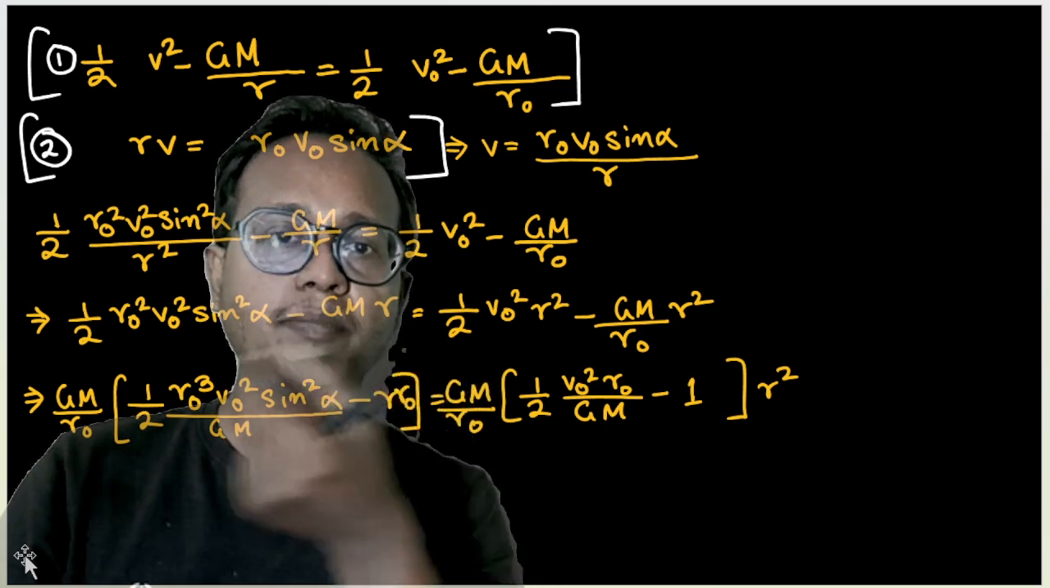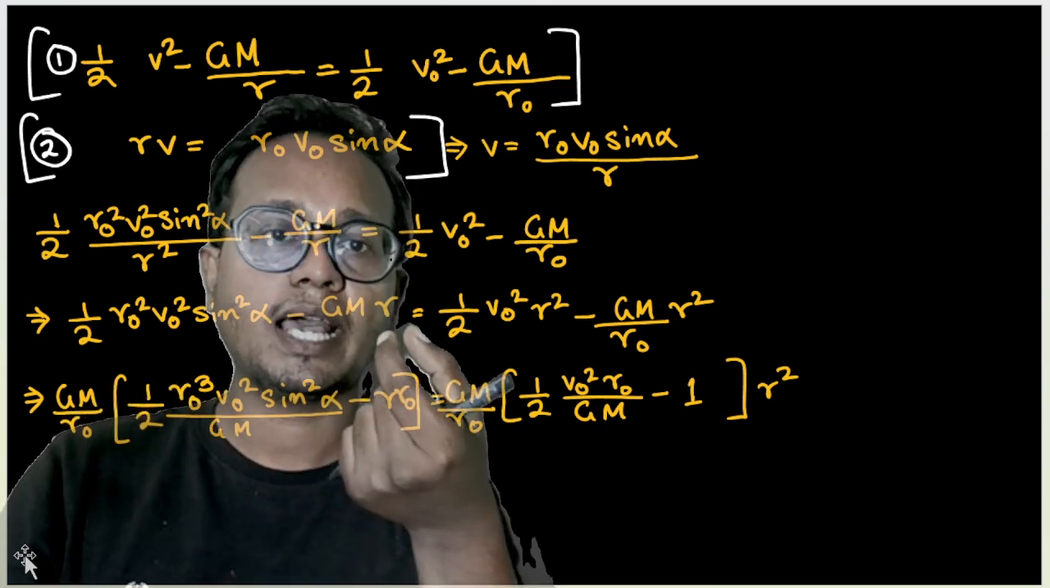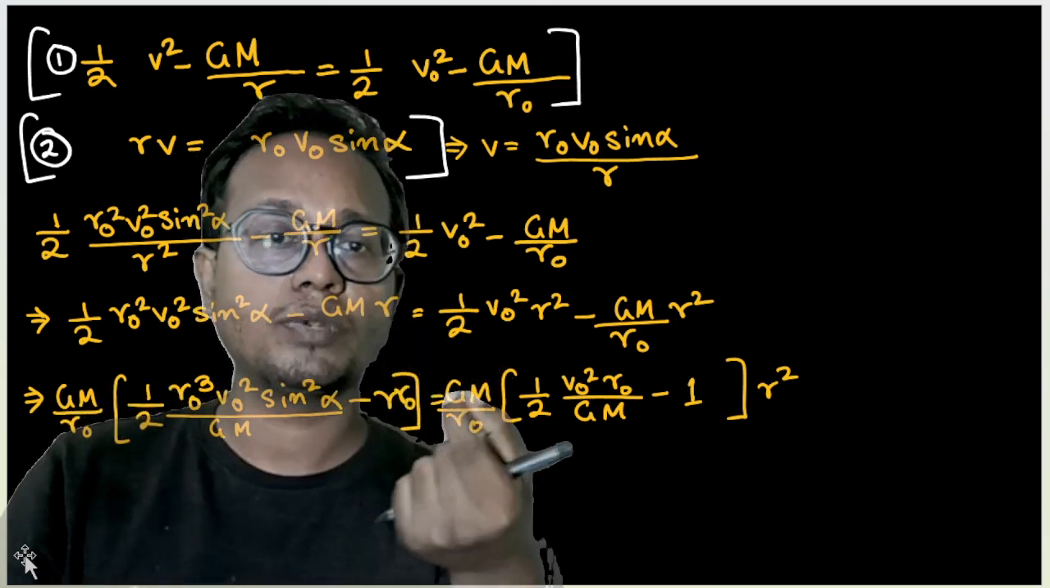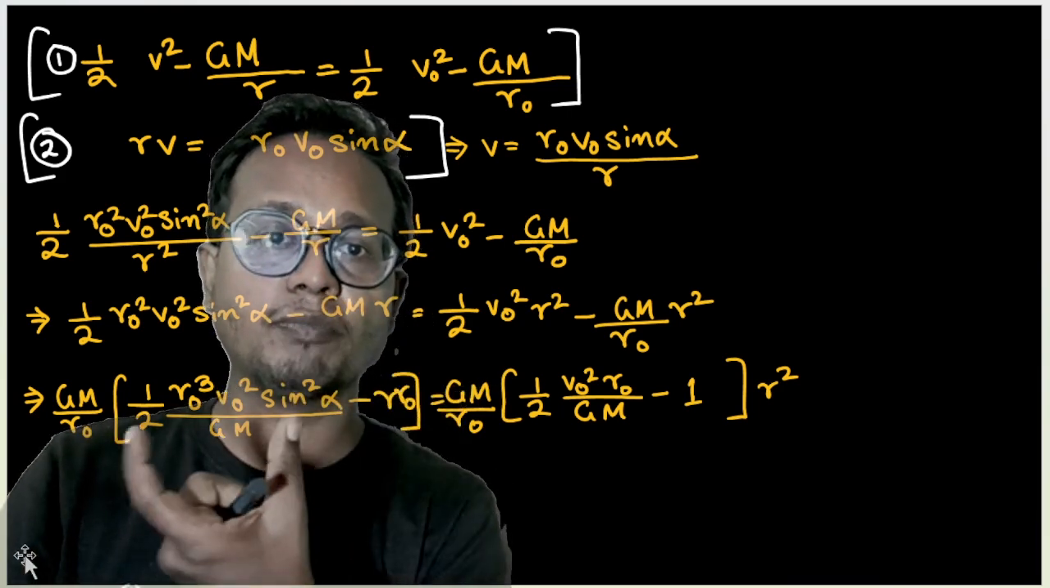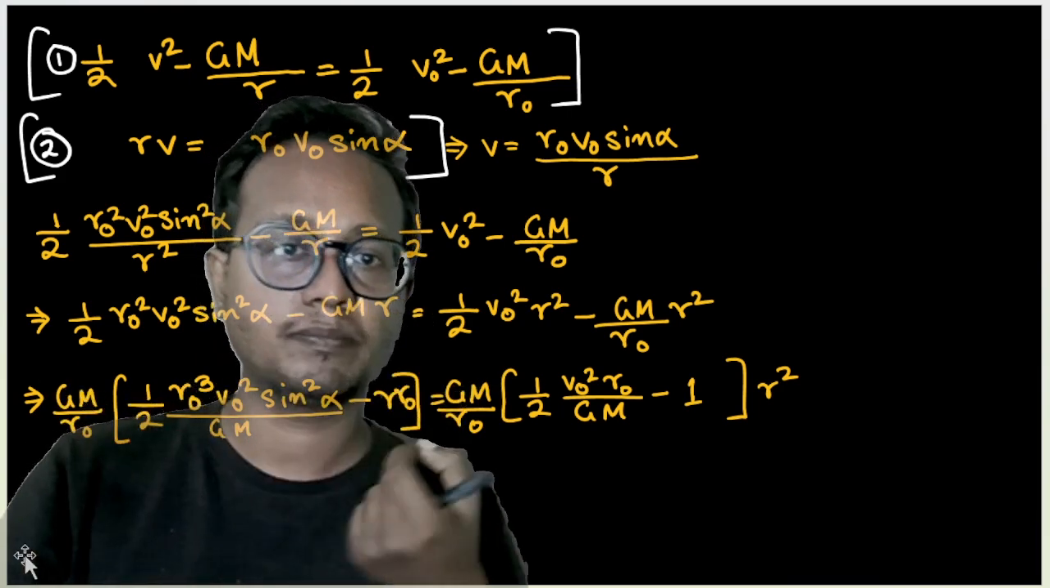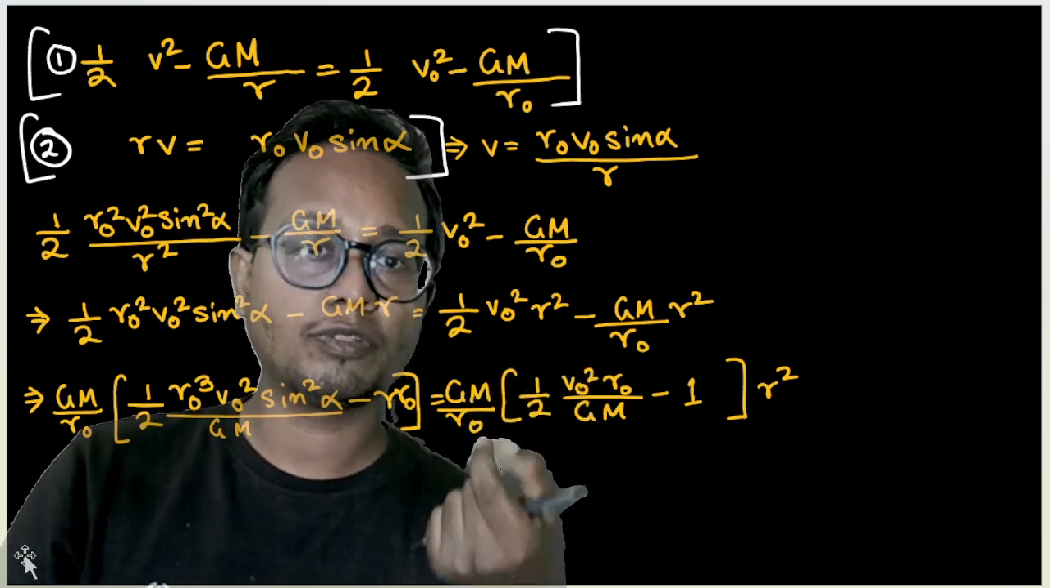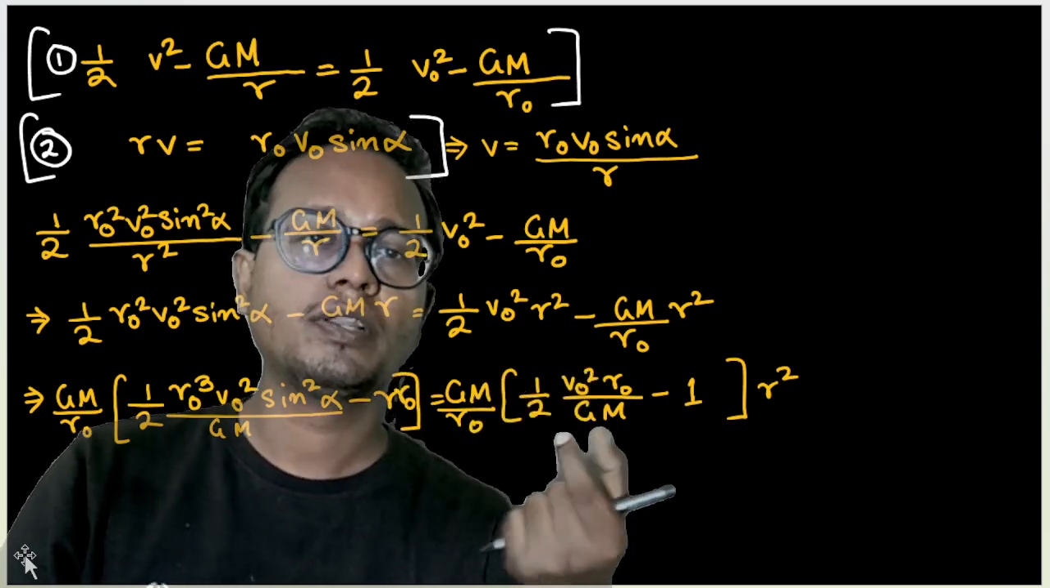Here GM and GM will get cancelled, isn't it? And here R naught will get multiplied by R naught. So if you multiply this term by GM by R naught, we'll get this term. If you multiply this term by GM by R naught, we'll get this term. A similar kind of thing you have to do on the right hand side. Take GM by R naught common, we get this term.